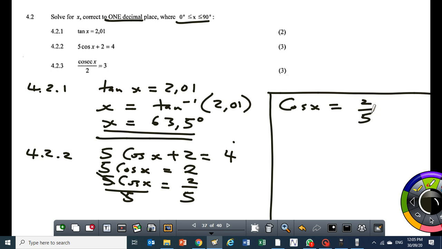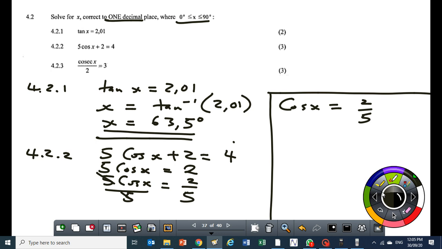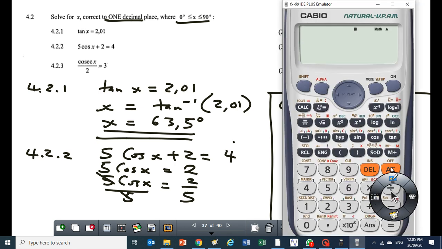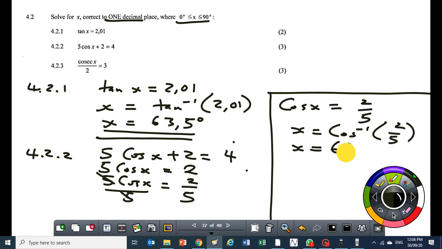Exactly this step here, that's where we got here. We started from there. So the first one was already simplified. This one you have to simplify it yourself. Then you bring in your calculator. So that becomes x equal to arccos of 2 over 5. So you bring your calculator, shift, then cos, of what? 2 over 5, or you can say 0.4 if you want, and then you get 66.4 degrees. So your answer here for x will be 66.4 degrees.